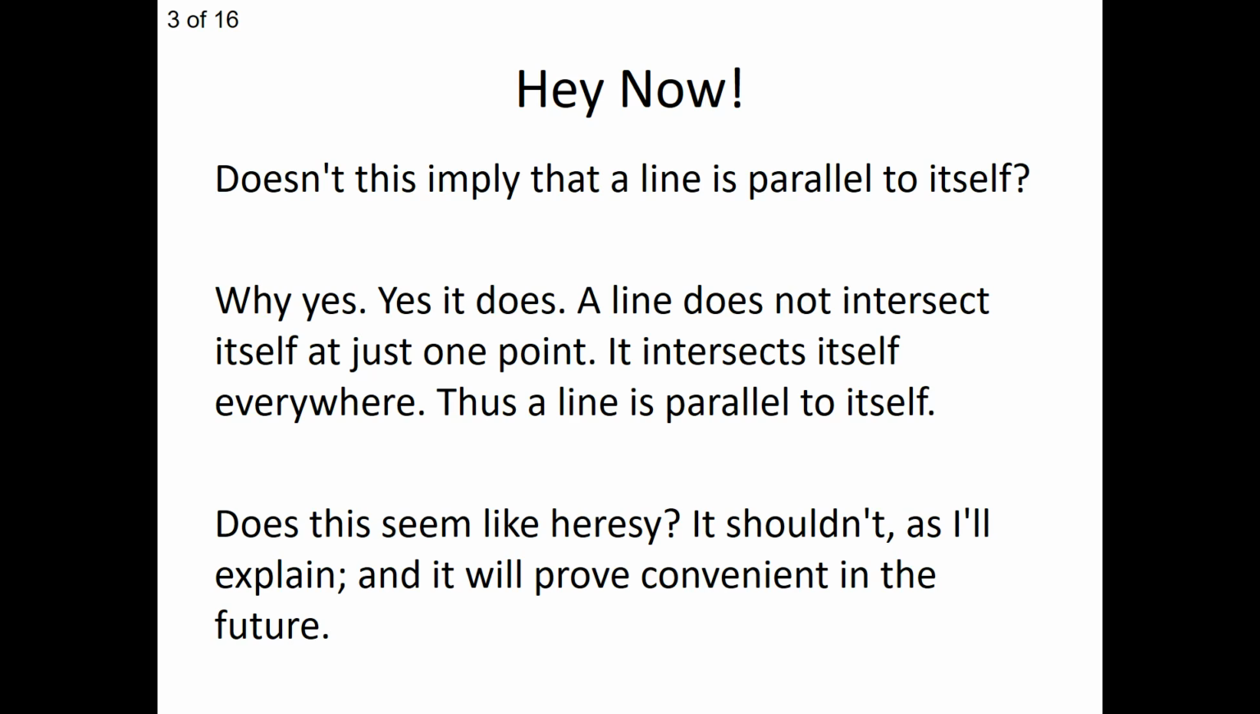So yes, a line does not intersect itself at just one point, because it intersects itself at more than one point, and will then be considered parallel. Now, we're going to use this reflexivity of parallelism to help us out in the future proofs of things that we'll see with parallel lines.